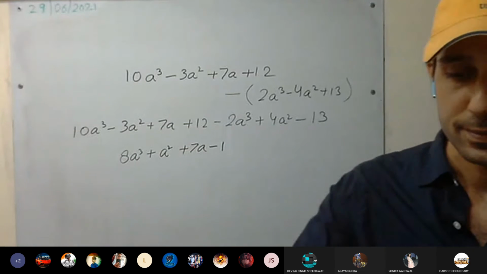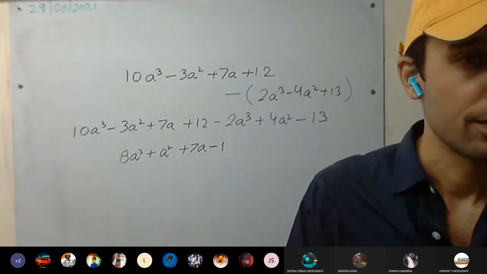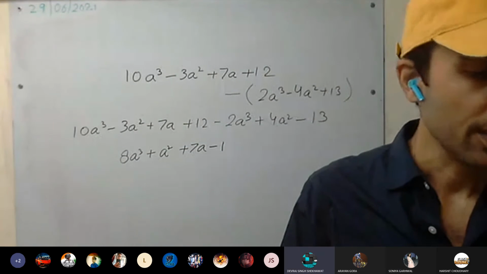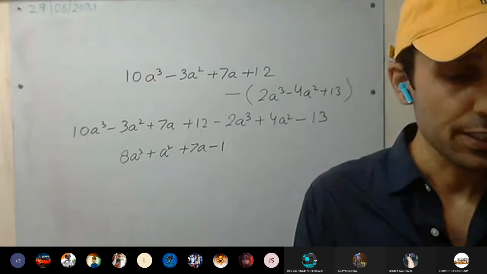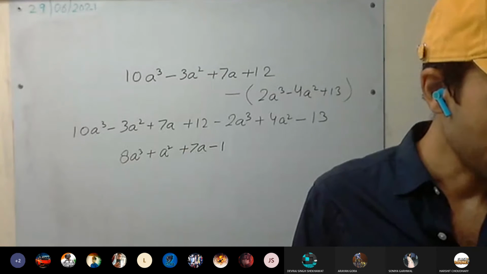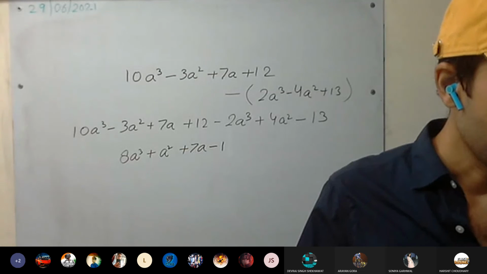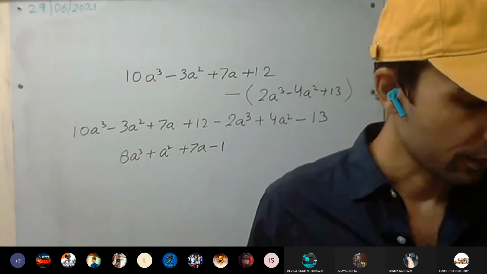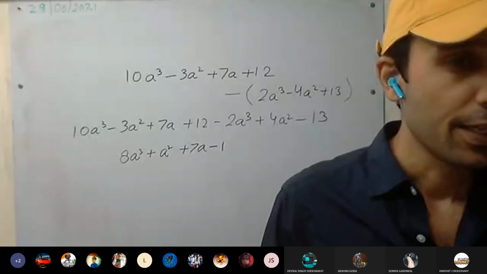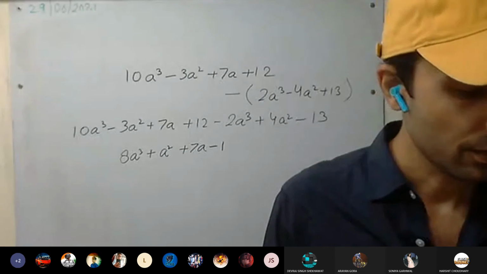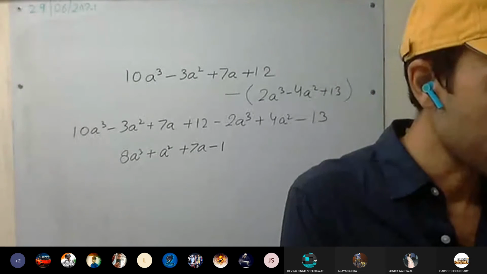Have you understood this? Yes, sir. So complete this exercise today. Only a few questions are left, I think 2 only: the 5th, 2nd, and 3rd. Complete them. Any doubt till now? Okay. So tomorrow we'll start with multiplication.